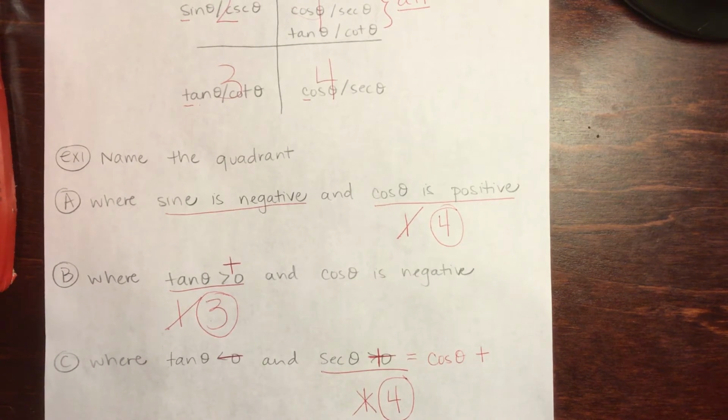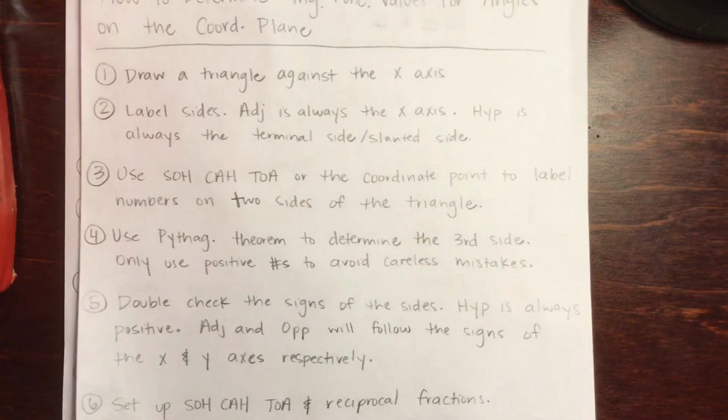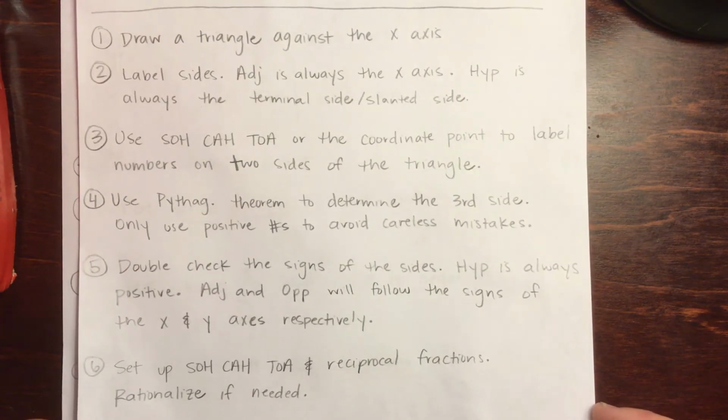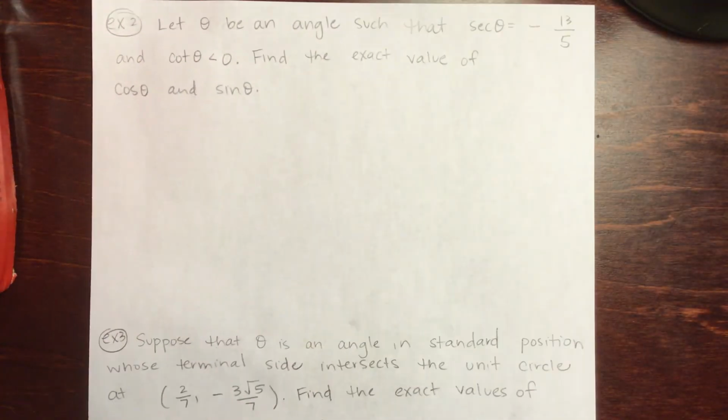All right, let's apply that to the triangle problems. Reminder, we are going to be doing these steps that we did in the last video now, and we're going to use this in this example. Let theta be an angle such that secant of theta equals -13/5, and cotangent of theta is less than 0. Find the exact value of cosine theta and sine theta.